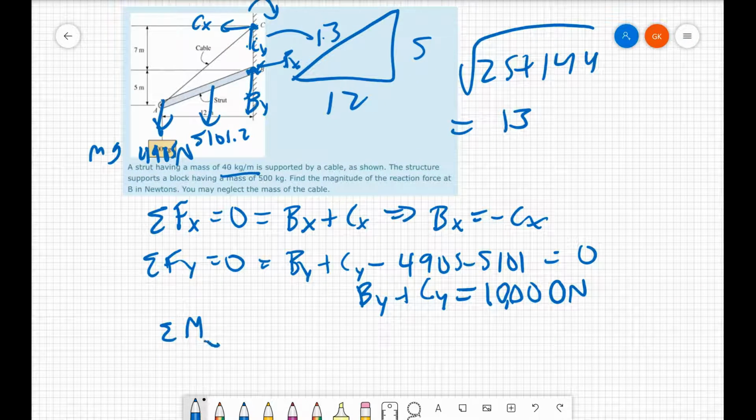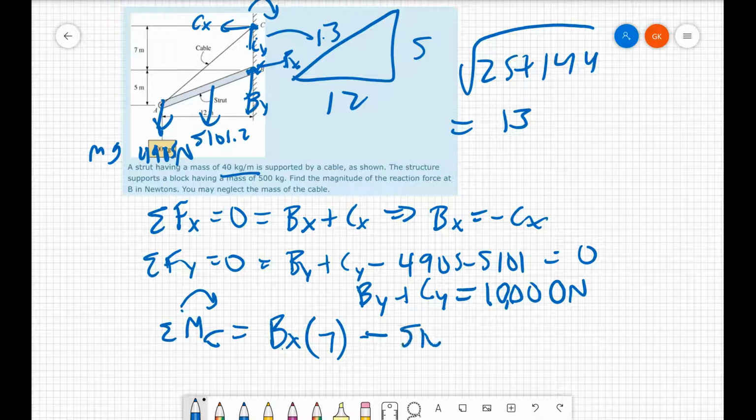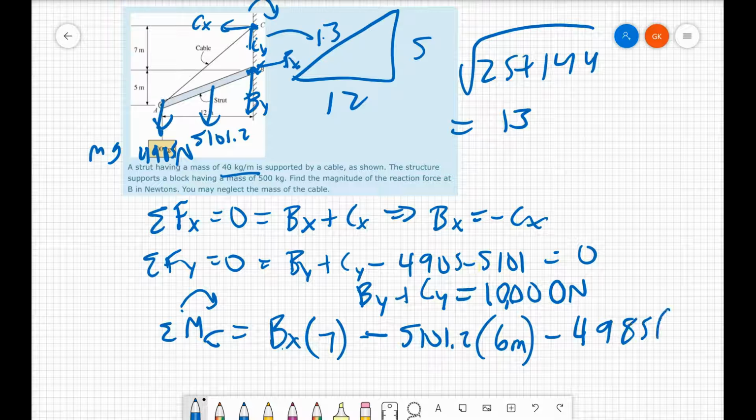Okay, doing the sum of moments around C. Take into account all the forces except for those at C. So that would be, well, I'm going to say that clockwise moments are positive. And so that would be Bx times 7 minus 5101.2, and that's at the center of that beam. So that'd be 6 meters away. And then minus 4985 times 12. That's equal to 0.